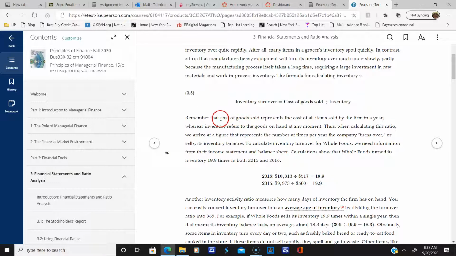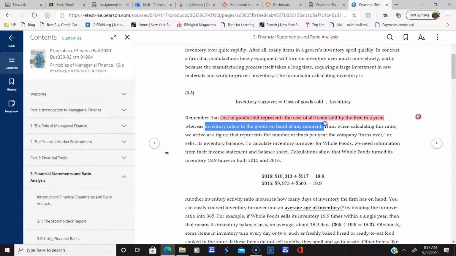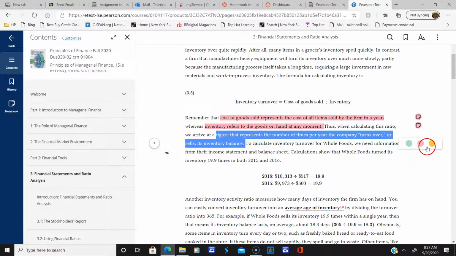So cost of goods sold represents the cost of all items sold by the firm in a year. So it's what you paid for the items. So let's remember that, all right? Whereas inventory refers to the goods on hand at any moment. And it could be raw material, partially built, or completed and waiting to be shipped to someone. So the important line here is we arrive at a figure that represents the number of times per year the company turns over or sells its inventory balance. So how many times are you selling your inventory balance, right?